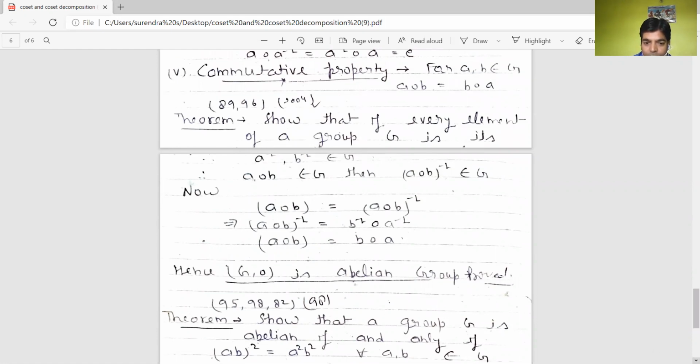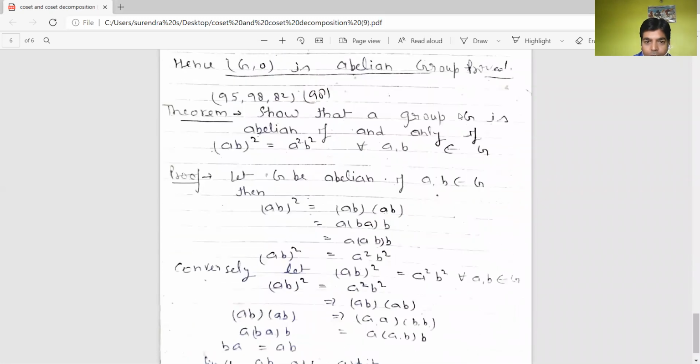See the property: a group G is abelian if and only if (AB) whole square is equal to A square B square for all A, B belonging to G. Let G be abelian. If A, B belong to G, then (AB) whole square is equal to AB and AB, that is A(B, A)B. So this can be written as (AB) whole square is equal to A square B square.